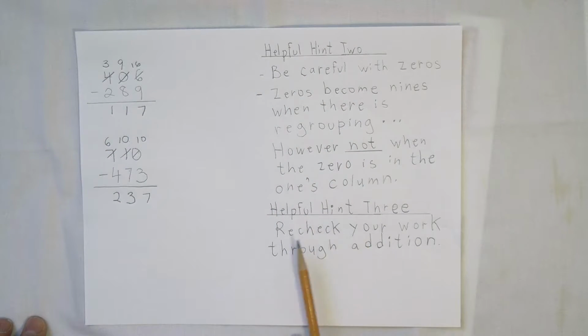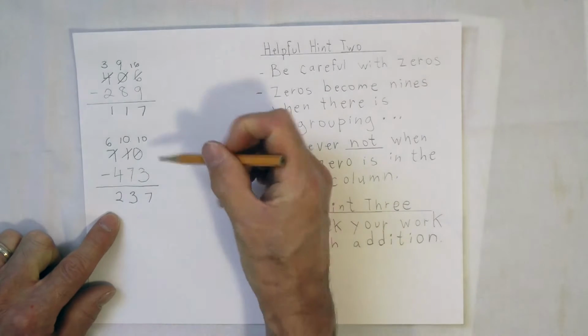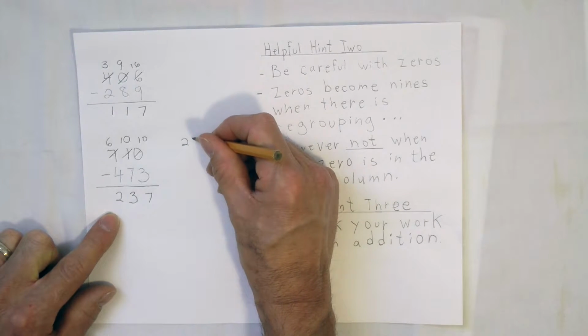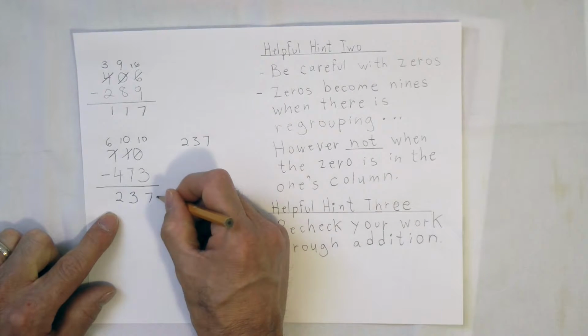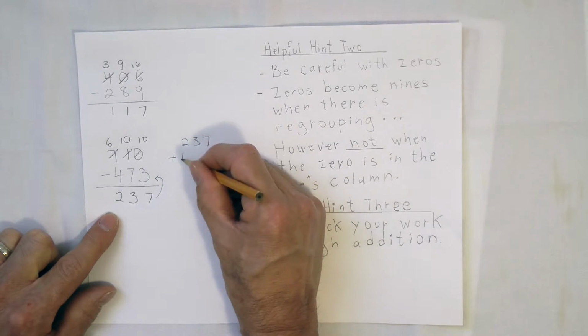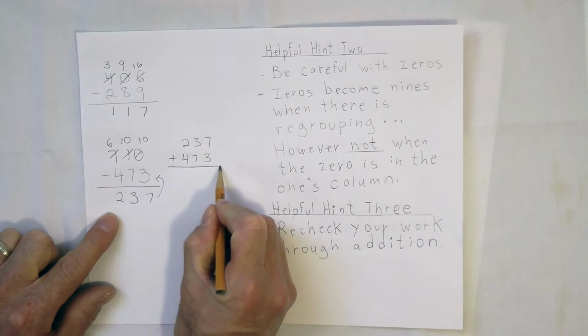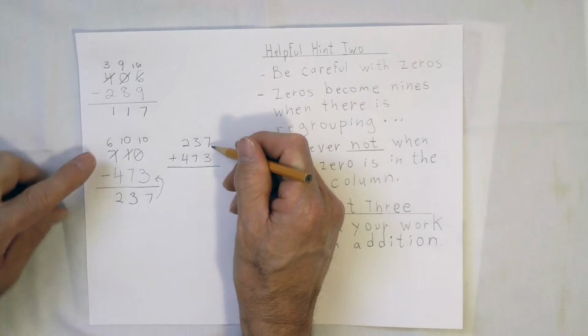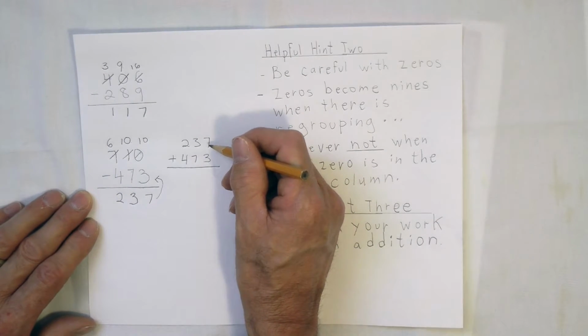A helpful hint is we can recheck our work through addition, and here's how it works. Take your answer, your difference, and write it on top, perhaps on a scratch sheet of paper, or right next to it if you have the opportunity. Add to that the number right above it. So we're going to add 473 to that. And if we add correctly and it equals 710, we can assume that we subtracted correctly.